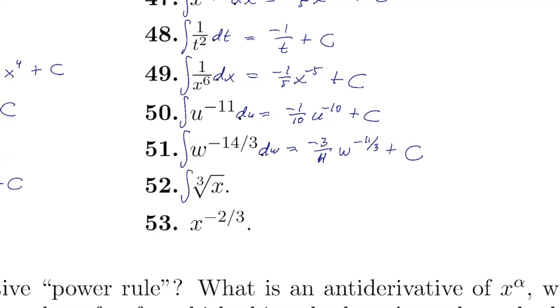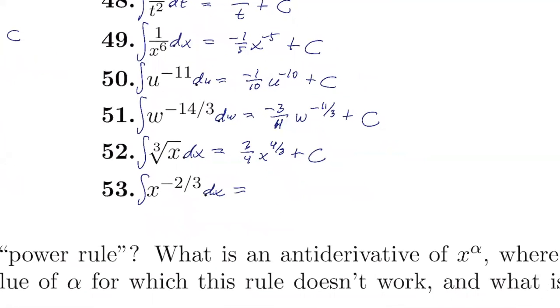This is the integral of x to the 1/3 power. So you're going to get x to the 4/3 power times 3/4. And last but not least, adding 1 to the power is going to give you x to the 1/3. And then you need a 3 to cancel that.